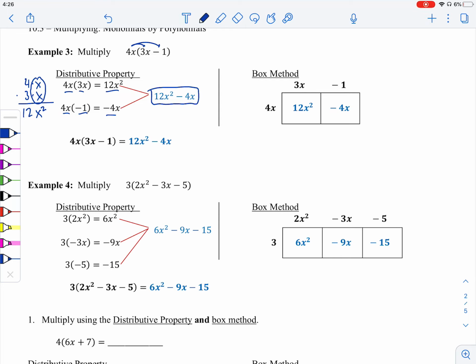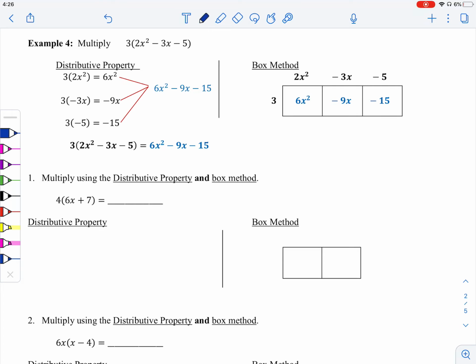12x squared minus 4x. Using the box method, so we set up our 4x and our 3x minus 1, and we just multiply it, right? So 4x times 3x, 12x squared. 4x times negative 1, negative 4x. And that's how we get our solution.